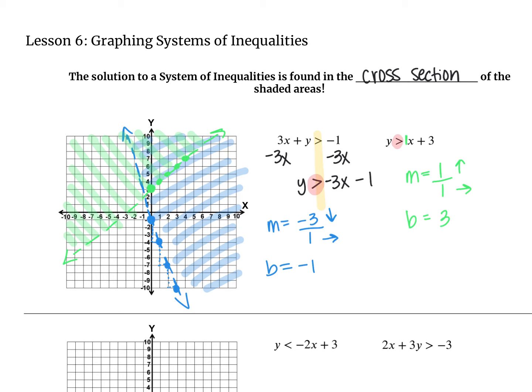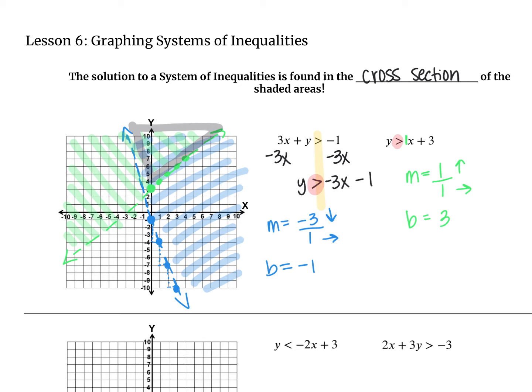So now notice that we have a section here shaded just green, a section shaded just blue, and then we have a section that's shaded both green and blue. So this right here is that cross section I was telling you about, where there is green and blue happening. Okay? So the solution to the system of inequalities would be any point in the cross section of the shaded areas.